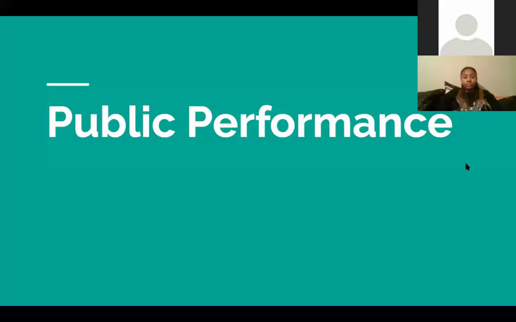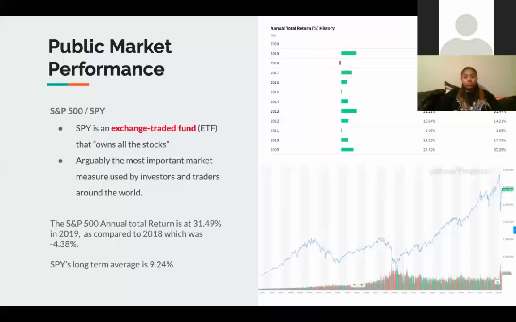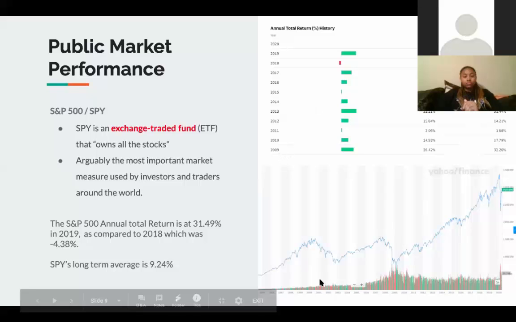So let's talk a little bit more specifically about public performance. I thought it would be a good idea to look at the S&P 500 and the SPY ETF to go over the public market performance, because the S&P is used widely around the world as a market indicator or market measure by many investors and traders. Up here we have a total return percentage dating back to 2009, and down below we have a chart of the SPY ETF going back to 1995.